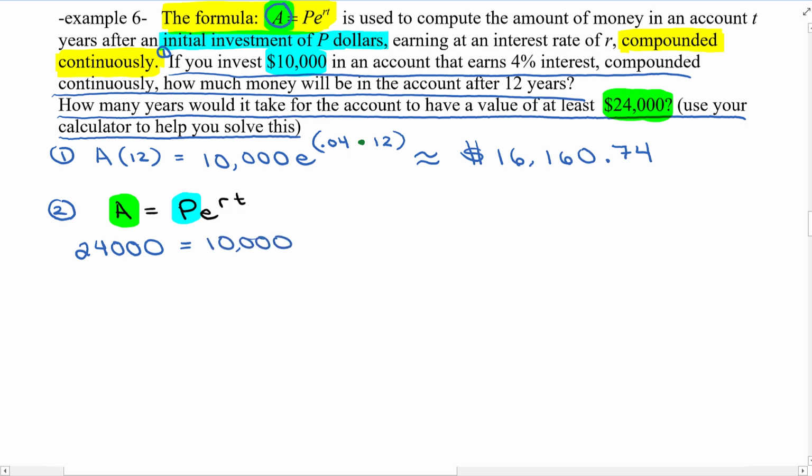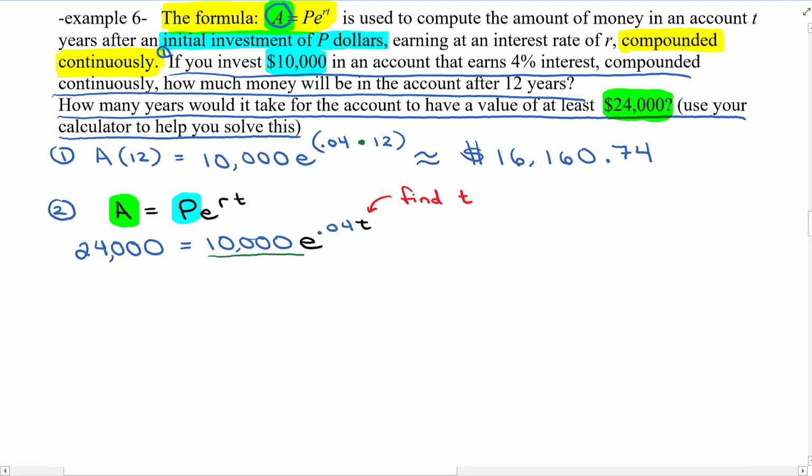So it's going to be 24,000 equals 10,000 times e raised to the, here we're going to have to raise it to the rate times the time. So our rate is going to continue to be that 0.04, which represents the 4%. And we don't know the time, so we're just going to put times t after that 0.04. I drew an arrow pointing at the t, and I wrote after the arrow find t, because that's what we're being asked to find. We're being asked to find how many years would it take.